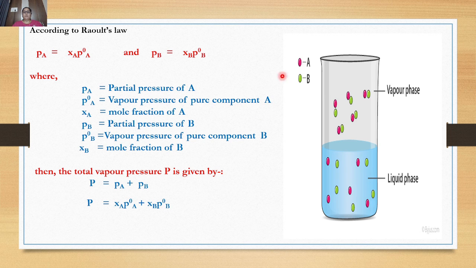Since both the components A and B are volatile, the total vapor pressure P is given by P is equal to PA plus PB, and putting the values of PA and PB in this equation, we get P is equal to XA P naught A plus XB P naught B.